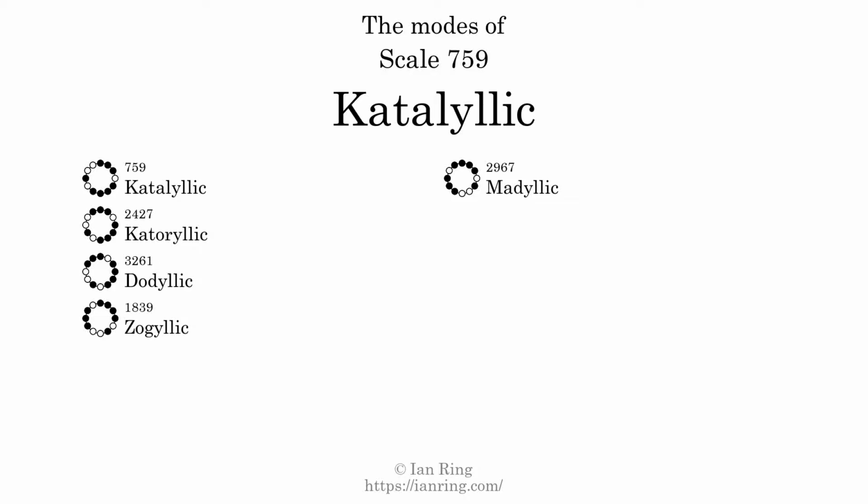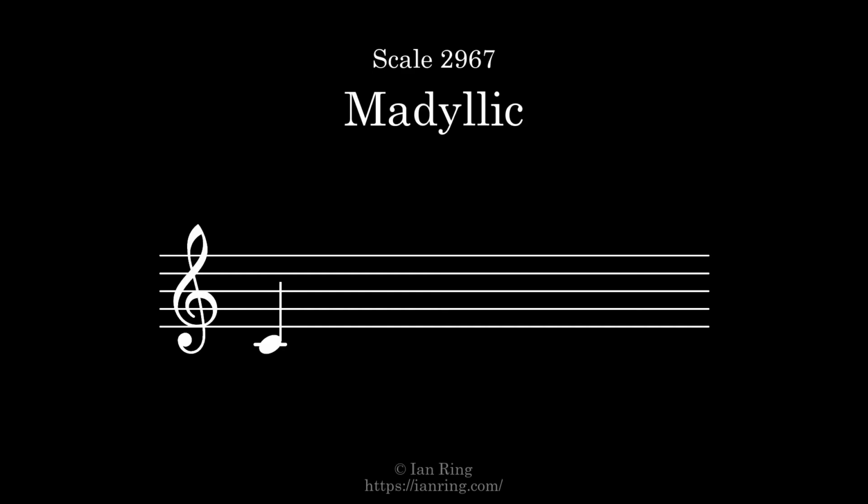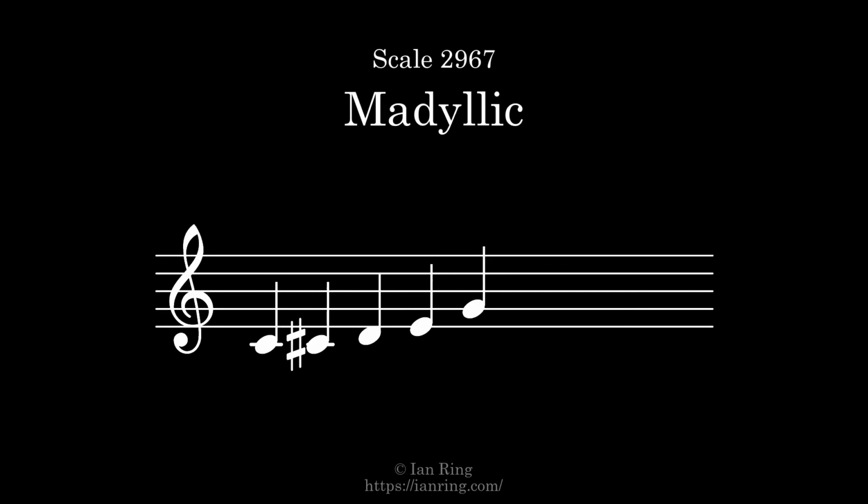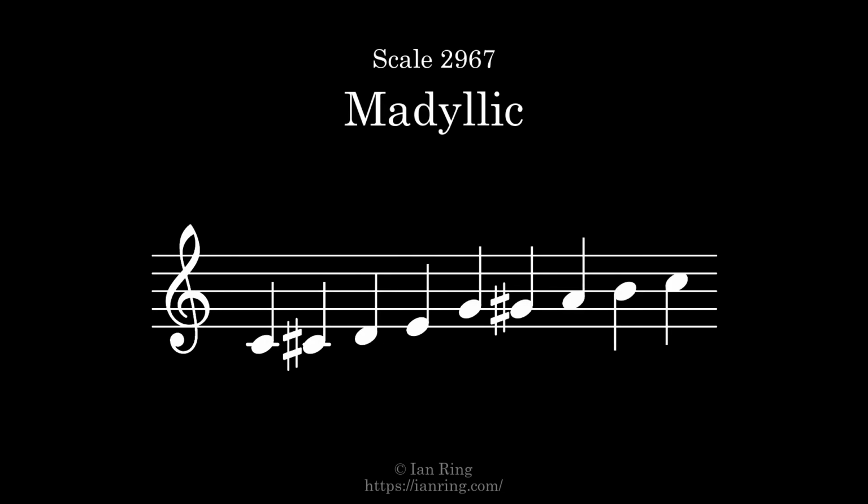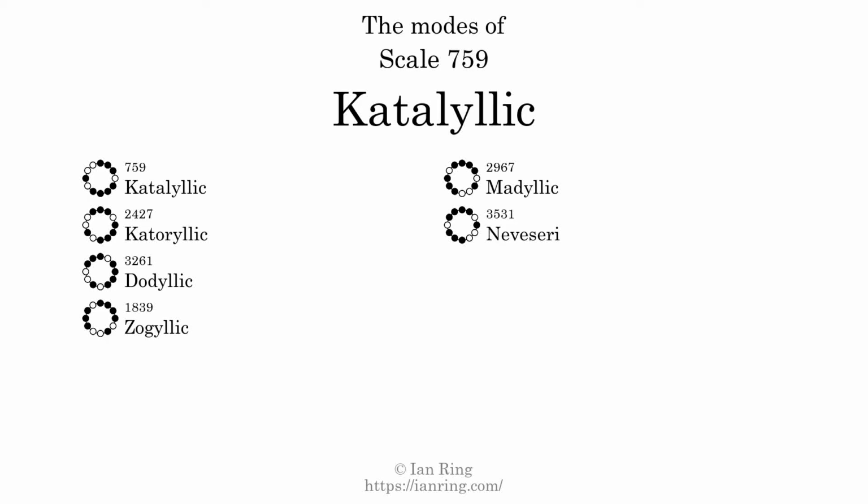The fifth mode is scale 2967, also known as Katalyllic. It sounds like this. The sixth mode is scale 3531, also known as symmetry. It sounds like this.